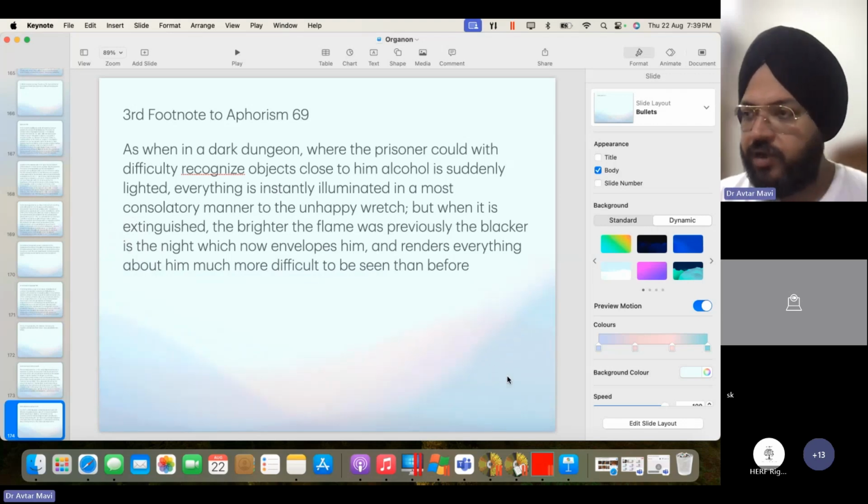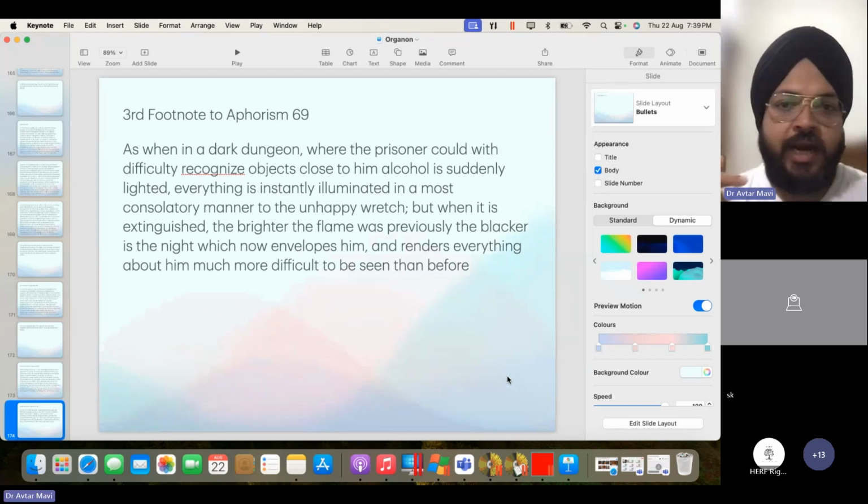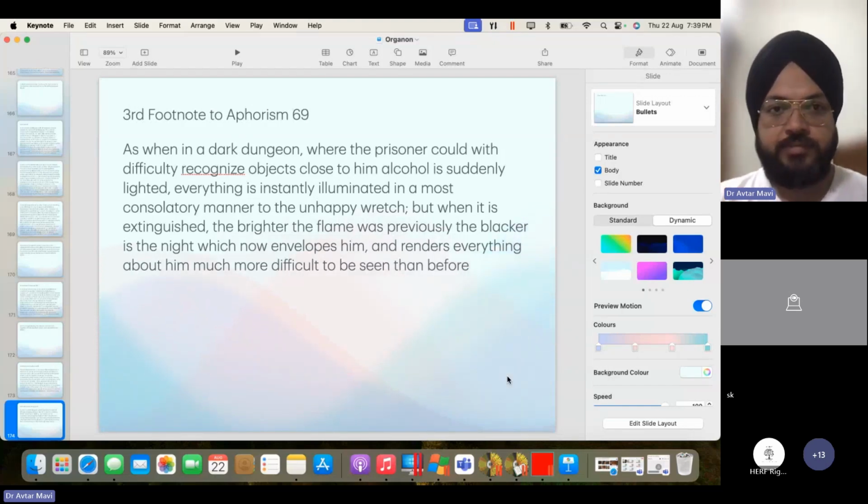So we just have to be aware of these things. Even in the patient, these things are going on. We just have to start becoming aware of these things. After our medicine, when we give the medicine, what kind of reaction is being produced?